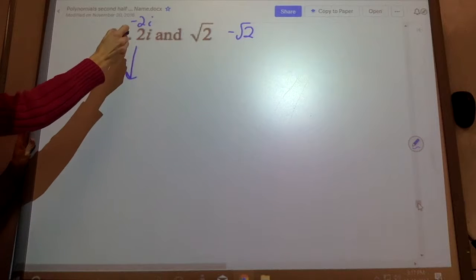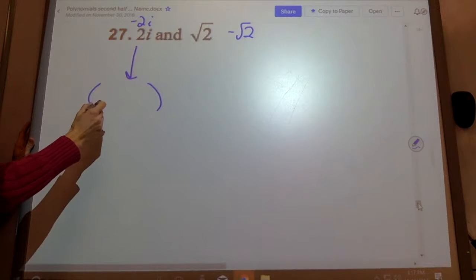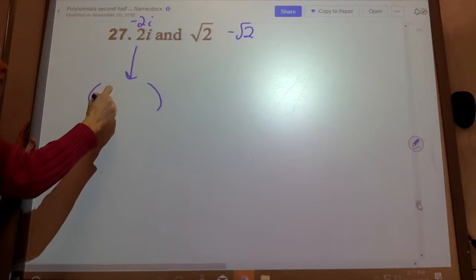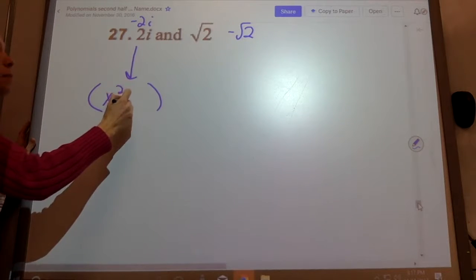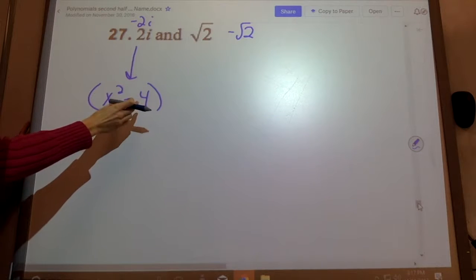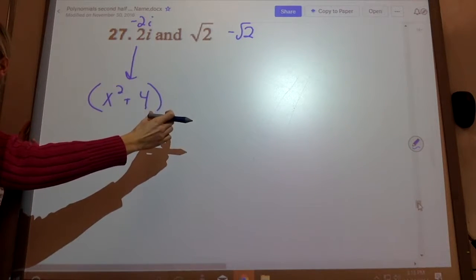If I had the roots plus or minus 2i, what would have been my polynomial that I solved? What would I have solved to get plus or minus 2i? I would have had x squared plus 4, right? Because if I solved this, I would have subtracted 4 and square rooted both sides.